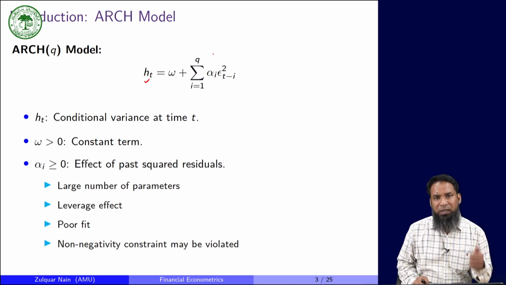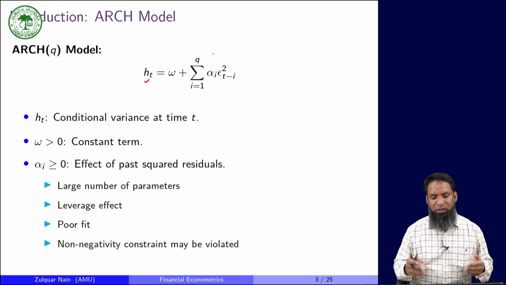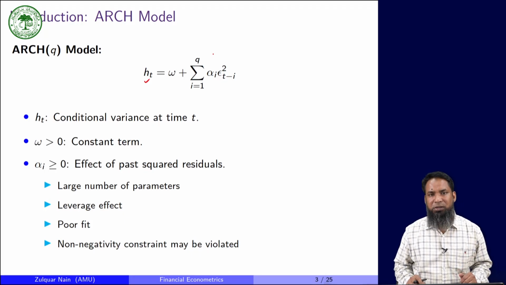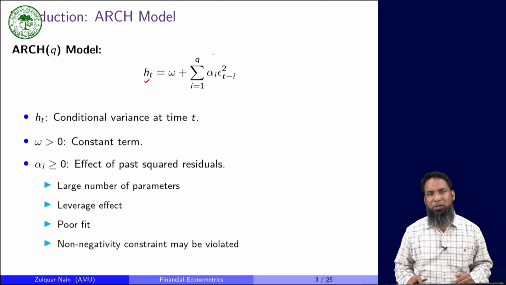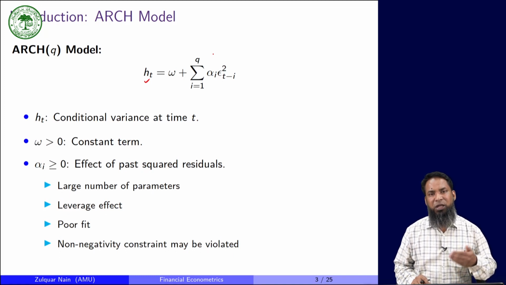However, what we observed in the last class is that there are certain limitations of these models. One of the limitations is that a large number of parameters have to be estimated to fit the model to particular financial data. When we have a large number of parameters, the problem of degrees of freedom may emerge. And we know from the principle of parsimony, the smaller the number of parameters, the better the model is assumed to be. The second limitation of this ARCH model was that it cannot capture the leverage effect.